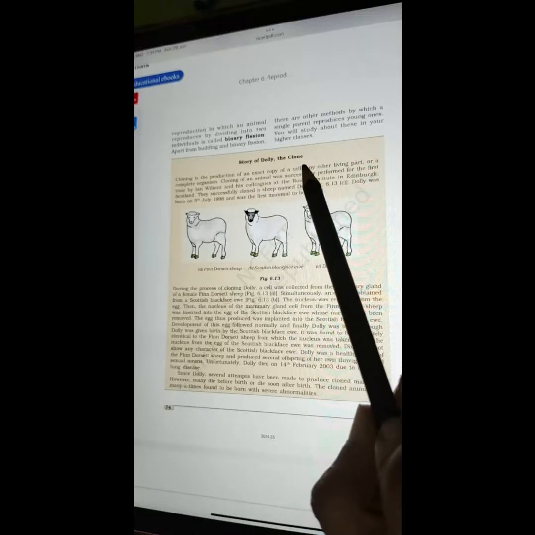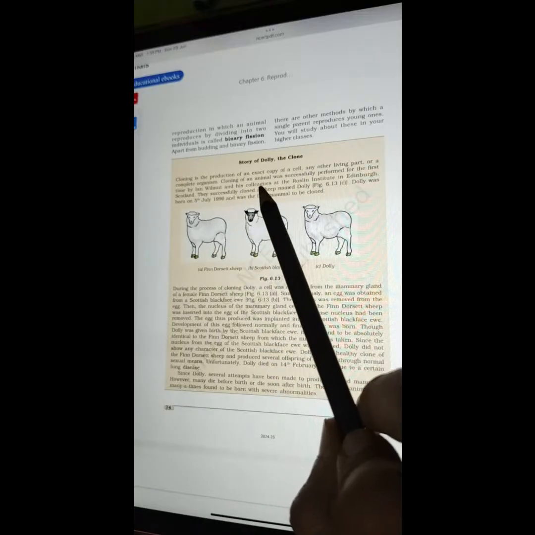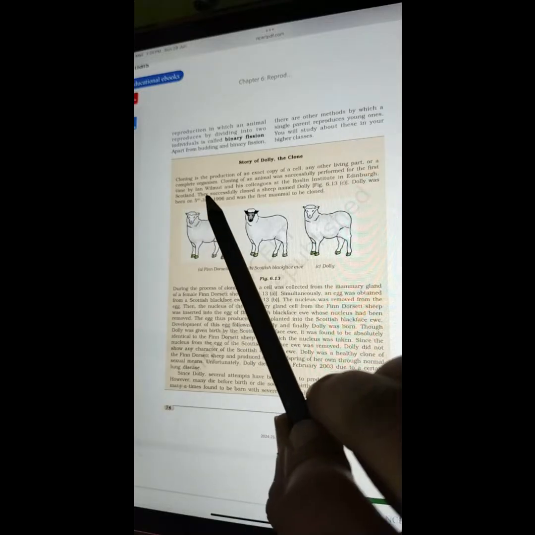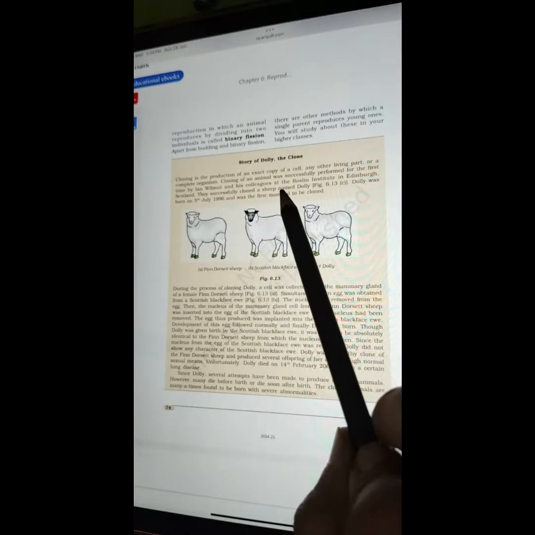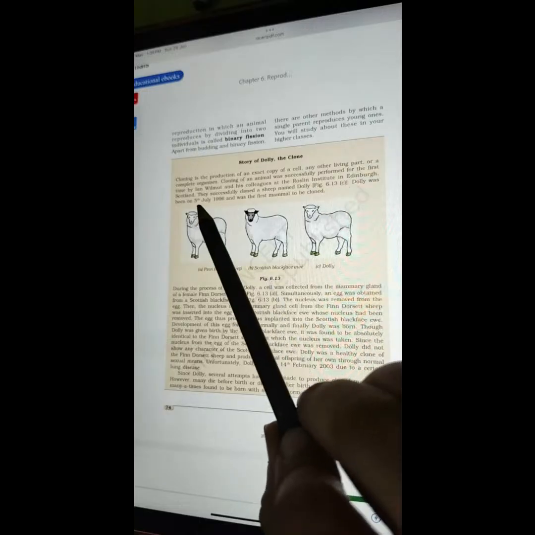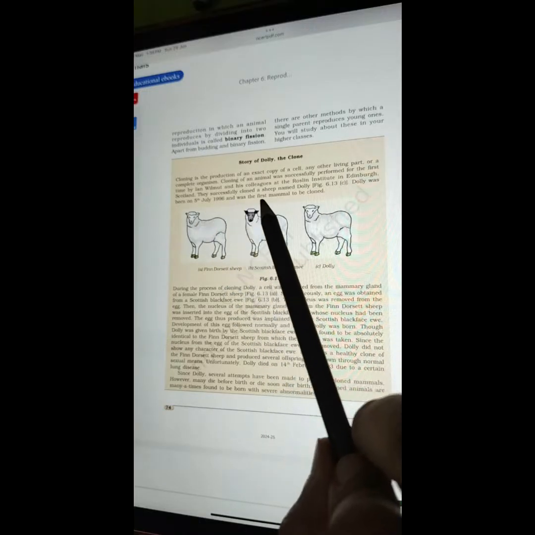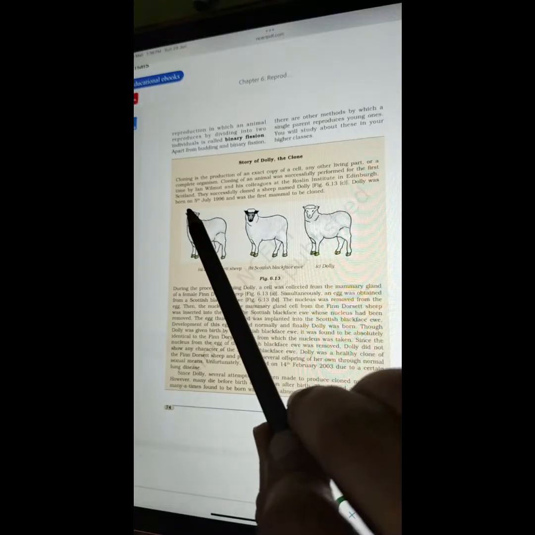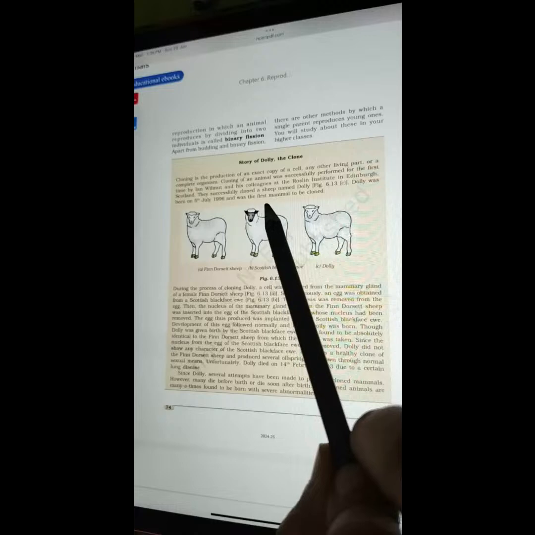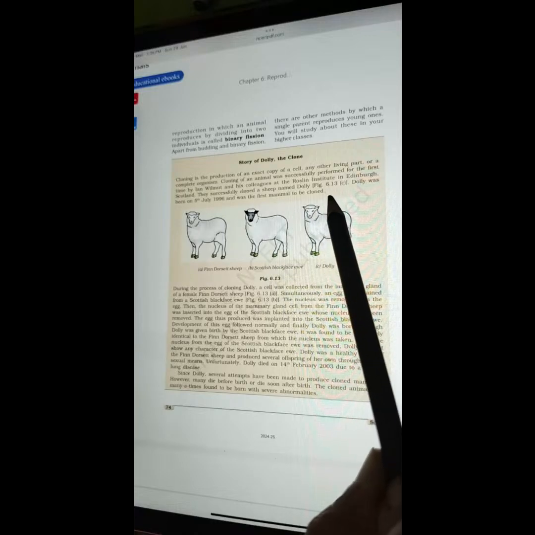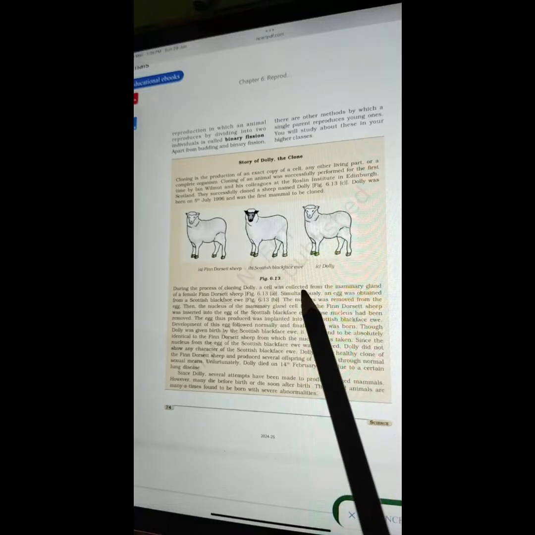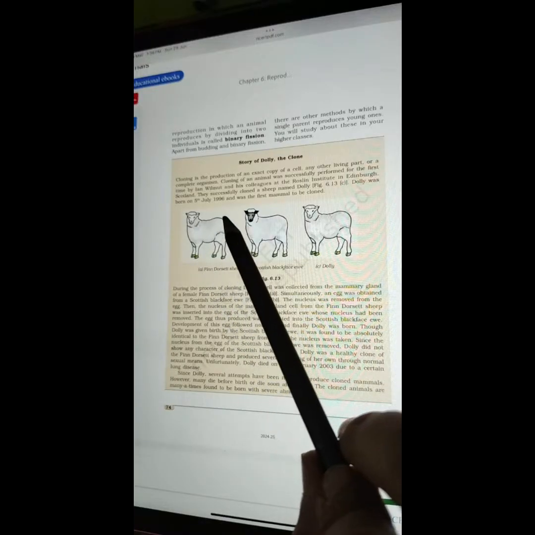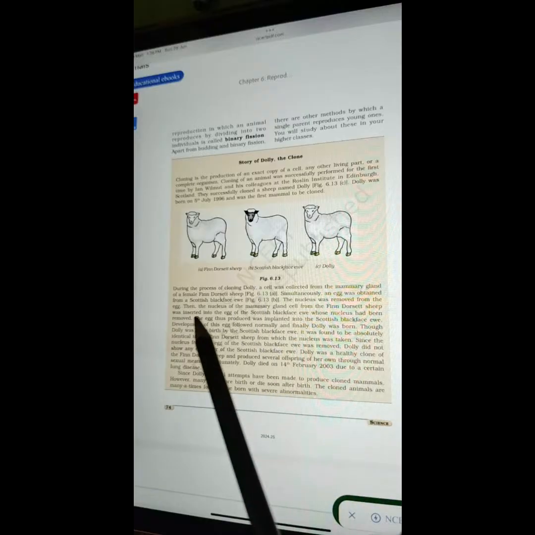Story of Dolly the clone. Cloning is the production of an exact copy of a cell, any other living part, or a complete organism. Cloning of an animal was successfully performed for the first time by Ian Wilmut and his colleagues at the Roslin Institute in Edinburgh, Scotland. They successfully cloned a sheep named Dolly, as shown to you in figure 6.13c, this one. Dolly was born on 5th July 1996 and was the first mammal to be cloned.